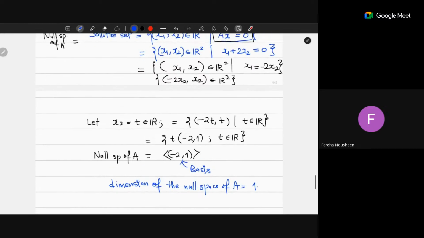It is just a change of variable. So is it fine with you till this point? Now, because x2 is varying in R, x2 is any real variable, so you can take x2 to be some t. That t I am writing over here. So minus 2t comma t. So this is what it becomes. And now what is this? This is nothing but the span of this vector minus 2 comma 1.